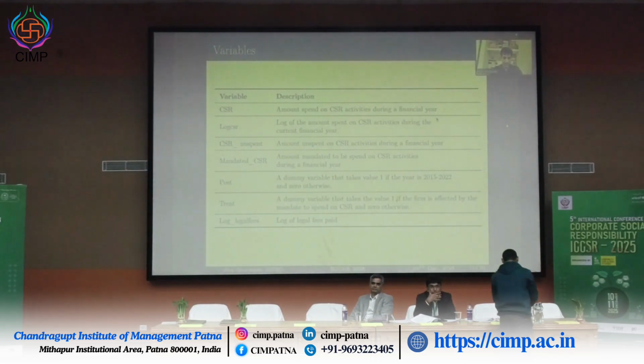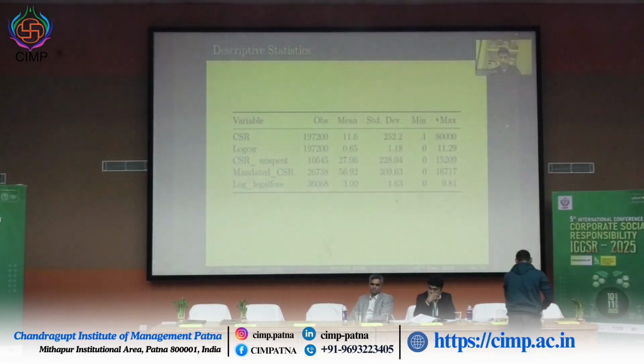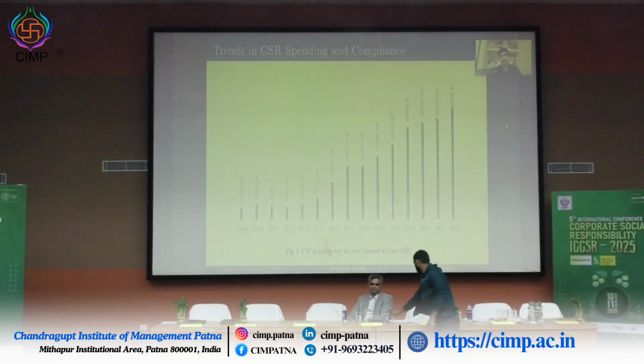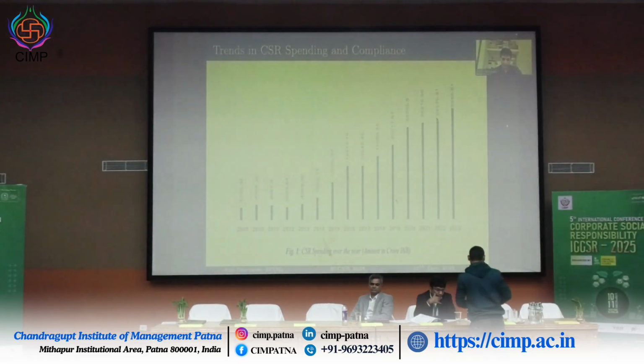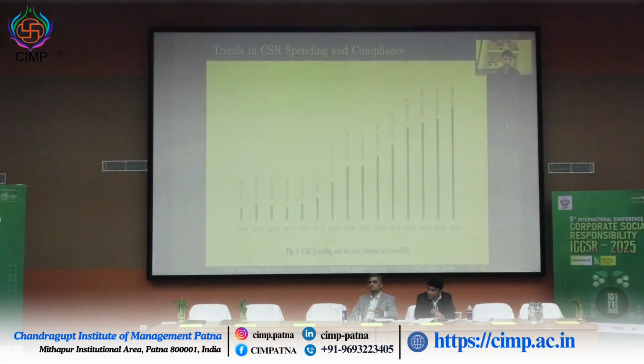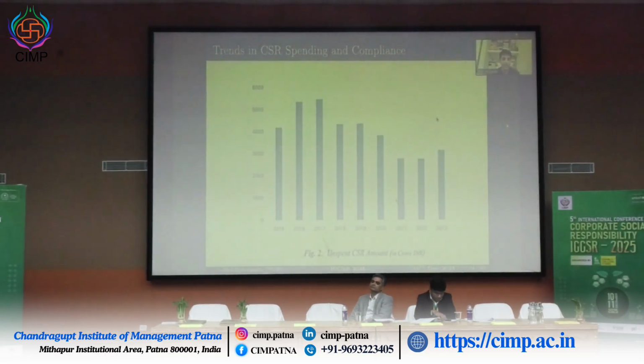This is the descriptive stat. Before going to the econometric analysis, some trends we see in the descriptive stats: throughout the period, CSR spending has gone up rapidly after the 2014 amendment. But we also see that the unspent amount of CSR has gone up until 2019, and it has started reducing post 2019, which is after the first amendment of imprisonment and monetary penalties.